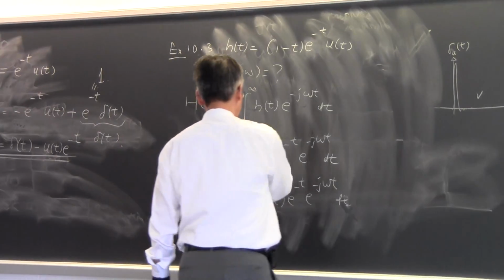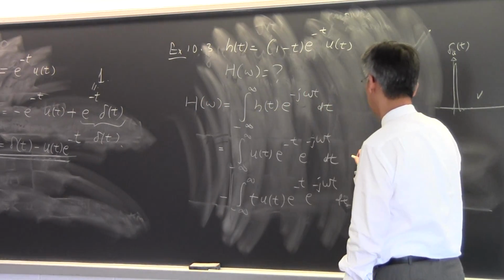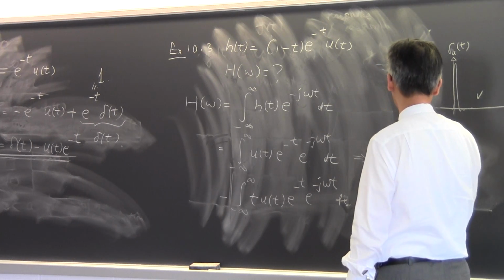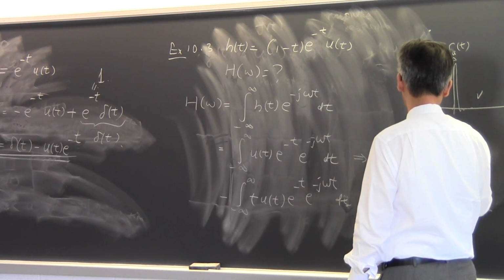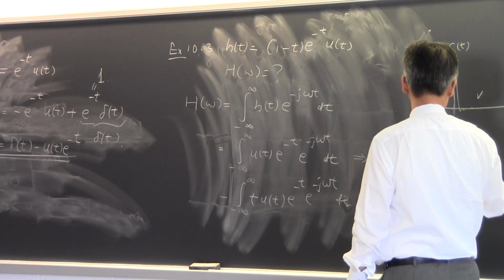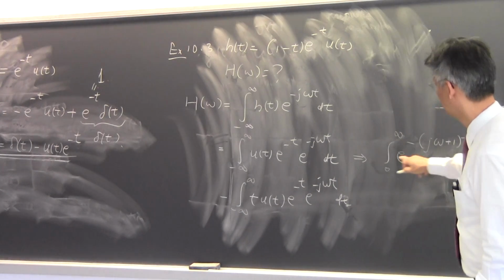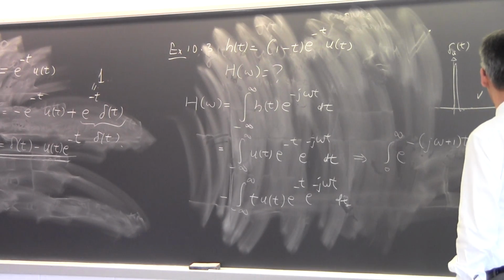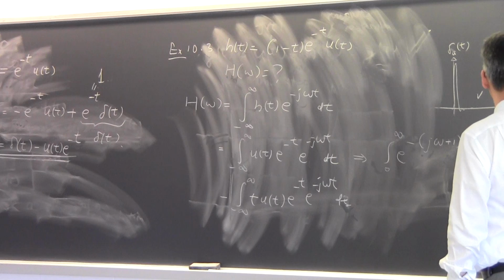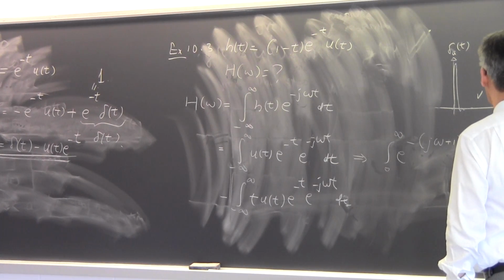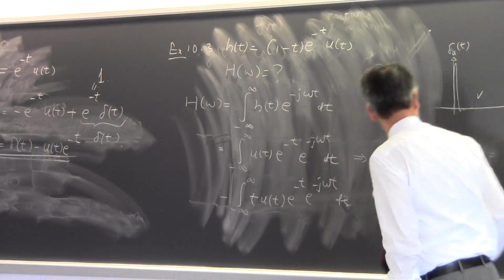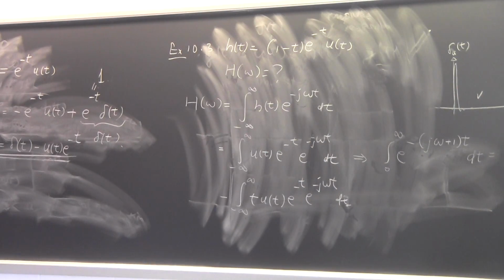And we all know how to integrate the first term. The first term integrates to something like the integral from 0 to infinity of e to the minus (j omega plus 1) t. You can group the two exponents together and integrate this. This is equal to 1 over (j omega plus 1), evaluated from 0 to infinity. And you can evaluate this, and this will give you something like 1 over 1 plus j omega.